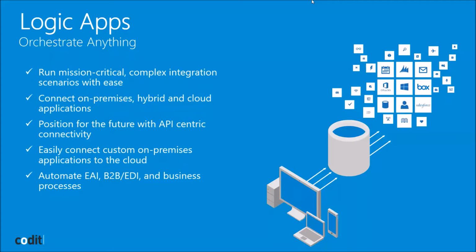When, for example, you poll an FTP location, this is also considered an API, as the connector in Logic Apps is using APIs to connect to that FTP location. As already said, it's very easy to connect custom on-premises applications to the cloud and to automate your enterprise application integrations, your B2B, EDI, and business processes with Logic Apps.